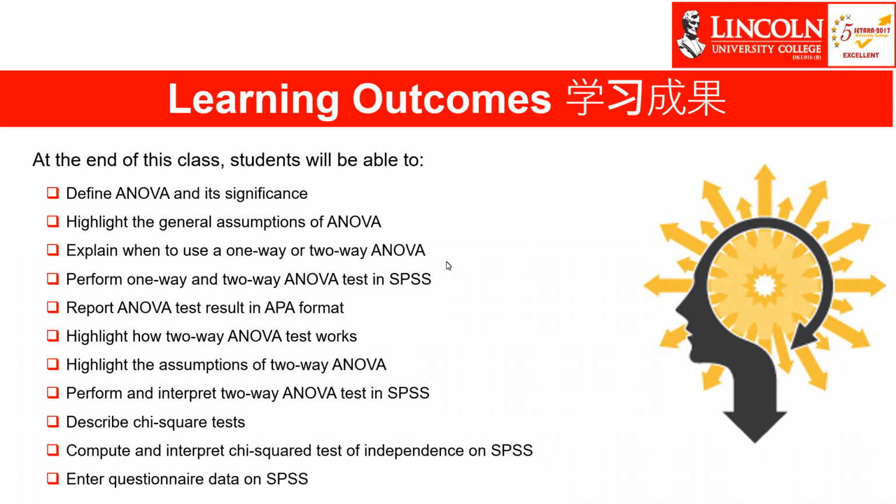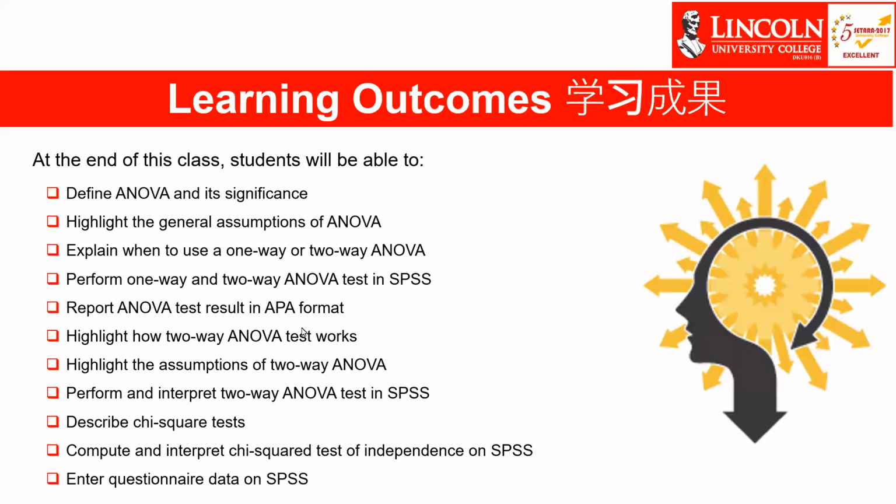Okay, so you should be able to report Anova test results in APA format. You should be able to highlight how two-way Anova works. You should be able to highlight the assumptions of two-way Anova. You should be able to perform and interpret two-way Anova tests in SPSS. You should be able to describe chi-square tests. You should be able to compute and interpret chi-square tests of independence on SPSS. And finally, you should be able to enter questionnaire data on SPSS. All this, among others, is what we'll be discussing in today's section.